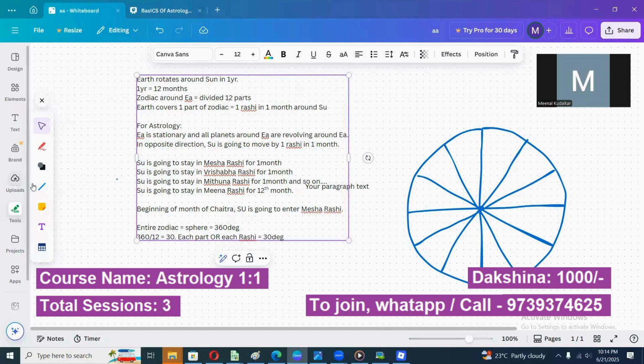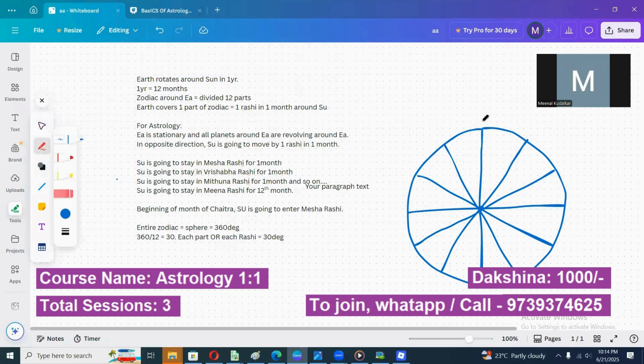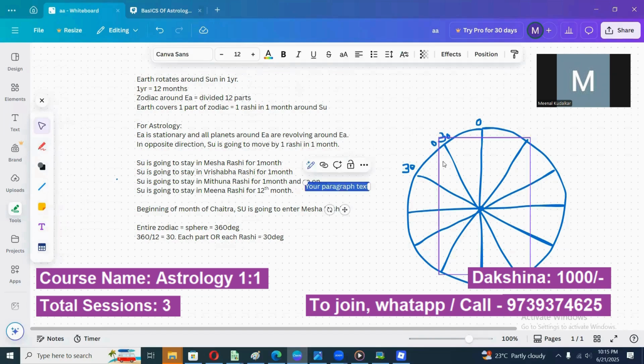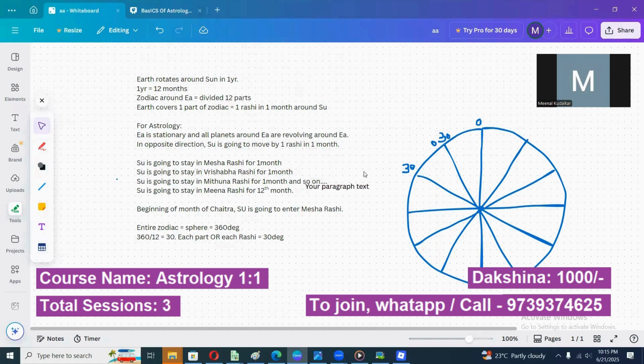Okay. So what it means is here it is 0 degree. Here it is 30 degree. Again here it is 0 degree. Again here it is 30 degree. Next it is 0 degree. Here it is 30 degree. So now if we are saying this is Mesha Rashi, right? So this is Mesha Rashi.